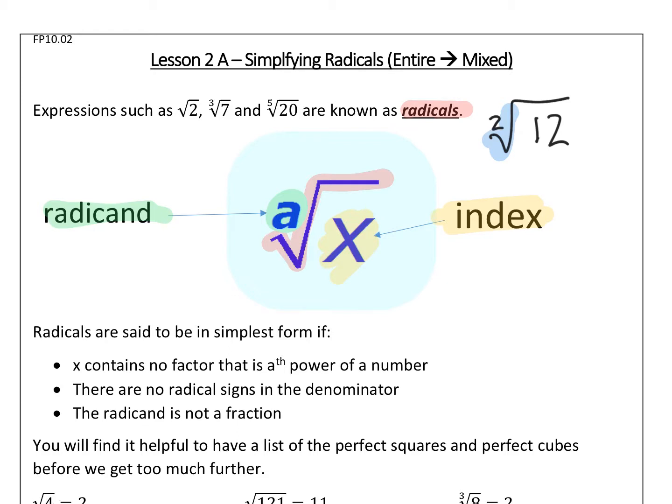Radicals are said to be in simplest form if the index contains no factor that is the nth power of a number. So we're going to talk about this explicitly because that just sounds crazy. But we're going to be looking at the number underneath here and seeing if there is a factor of that number. So remember we've looked a lot at factors. So those are things that multiply. So is there something that multiplies into this number that can be square rooted or cube rooted or whatever? And then these two, there's no radical sign in the denominator and the radicand is not a fraction. Okay, so this basically is pre-cal 20 kind of stuff.